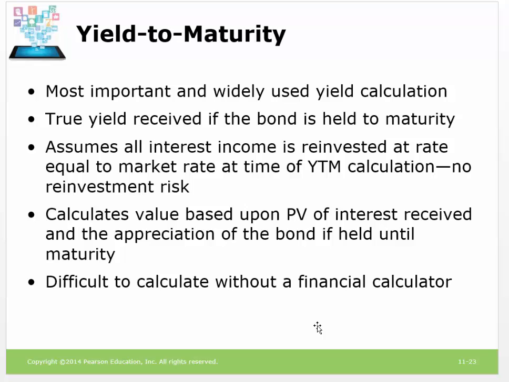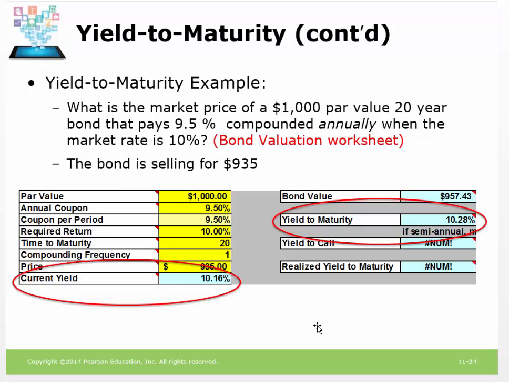So without a calculator, though, it is a fairly complicated formula to determine the value. So what do we have? We have the market price of the bond, $1,000. Again, here we have the same bond, right?